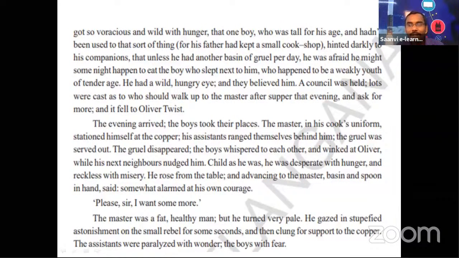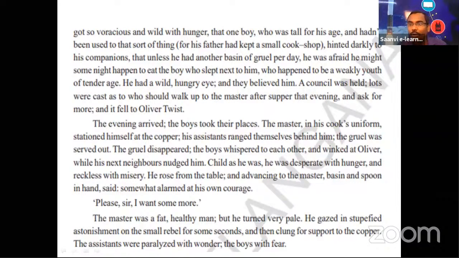Especially the boy who sleeps beside me. Who happened to be a weakly youth of tender age. A small child was sleeping beside him. So the tall boy said that every day he wanted one more basin full of gruel, otherwise he would eat the boy who sleeps beside him. He may be joking, isn't it? Is he able to eat a child? No. But he had a wild, hungry eye, and they believed him. Oliver and his companions believed that if they did not provide him one more basin of gruel per day, he was going to eat the boy who sleeps beside him.